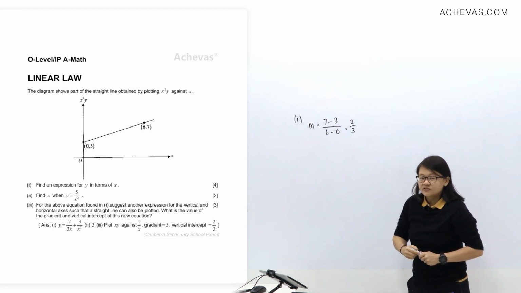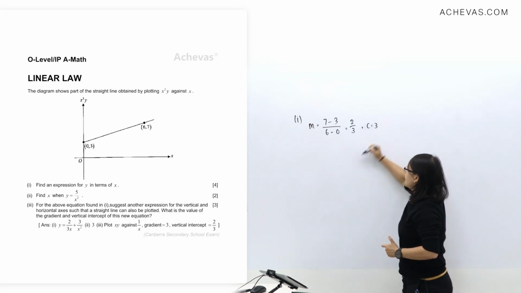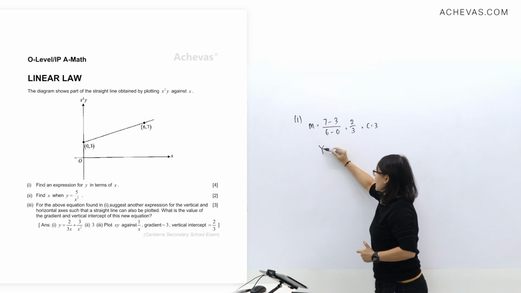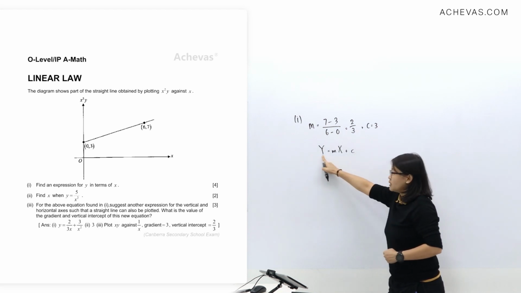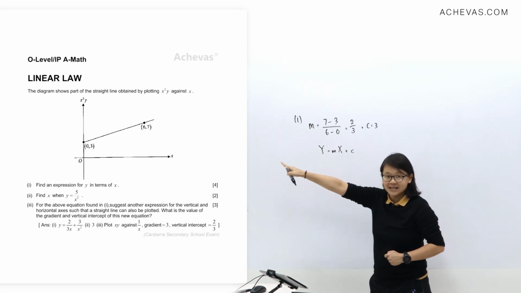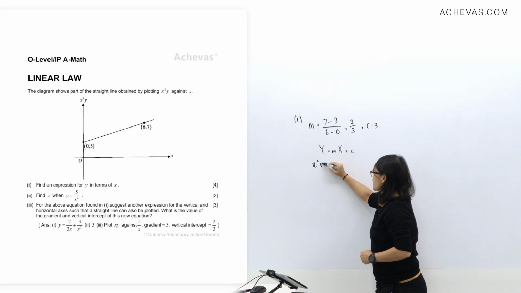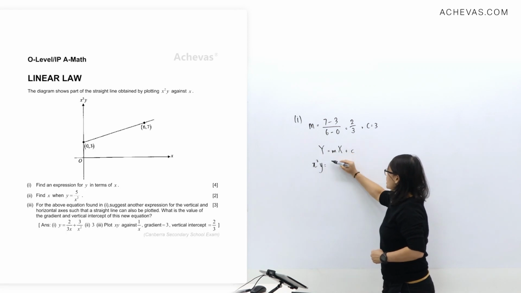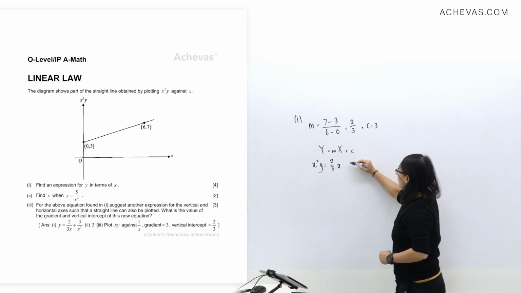Next one, this question is very good because I can see the y-intercept is 3. So I'm just going to write it down. C is equal to 3. And I'm going to make use of this straight line, capital Y equals M, capital X plus C. The capital Y is the y-axis label, where you can see is x squared y, so I'm going to replace it. And M is the gradient, 2 over 3. Capital X is the x-axis, so it's still x. And the C value is 3.